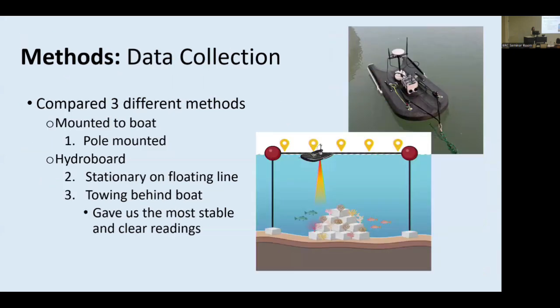For our data collection, we started off trying 3 different methods. First, we mounted the ADCP to the side of our boat on a pole. And then we used the Sontek hydroboard, which is up there in that corner. First, we used it on a stationary line where we would pull it to different positions and let it record for a few minutes and then pull it down the line. And then we tried towing it from behind the boat. And this ended up giving us the most stable and clear readings, so we stuck with that.